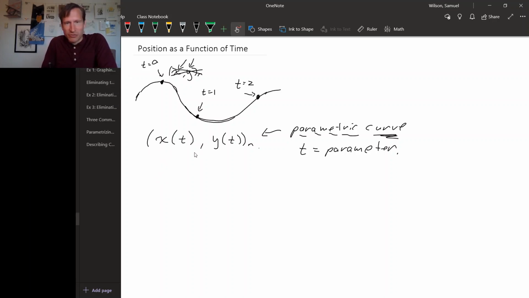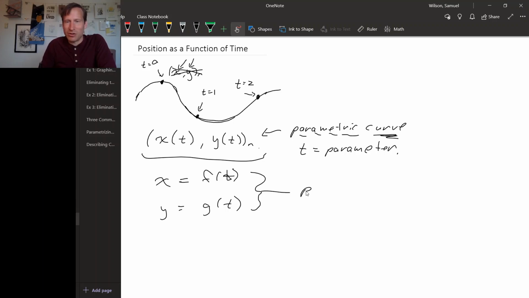Sometimes, instead of writing it as a point like this, we'll write x equals some function of t, maybe f, and y equals some other function of t, so maybe g. So both of these are perfectly fine ways to write down a parametric curve. This way of writing it sometimes gets called parametric equations for a curve, because they look like equations. Let's look at an example.